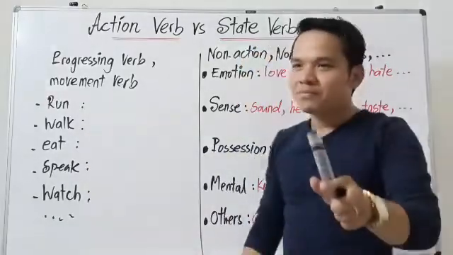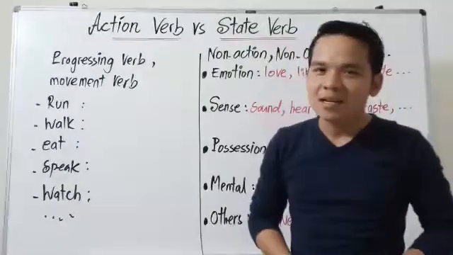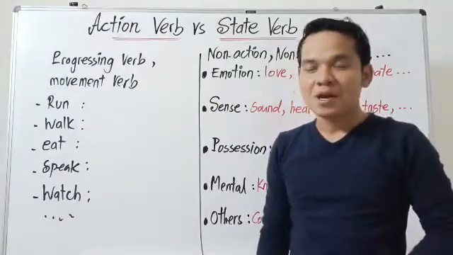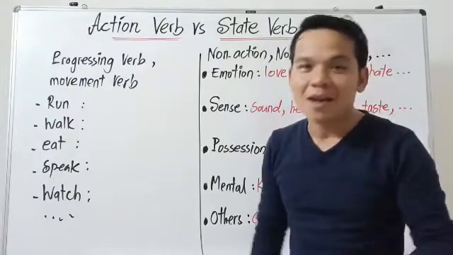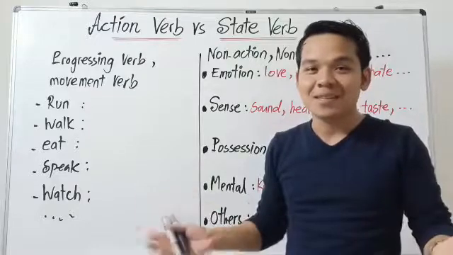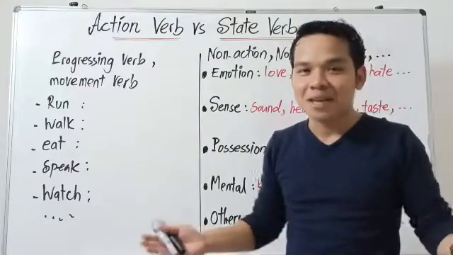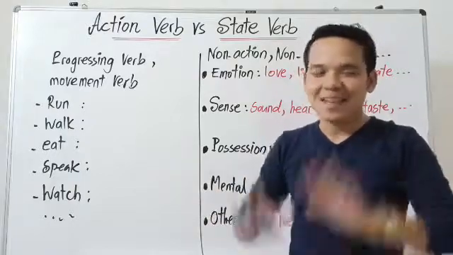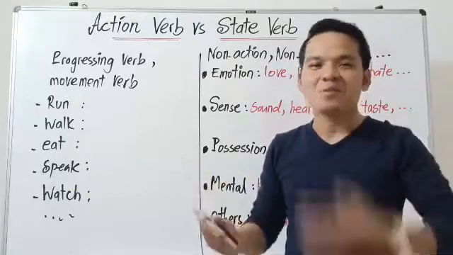Action verbs, normally we can use them in progressive tense. We can use them in continuous tense. No problem. It's okay to use it in progressive tense, in continuous tense. That's okay, because an action verb shows the action already.